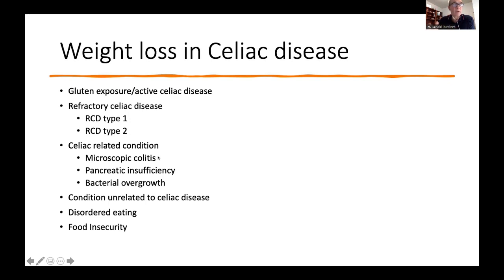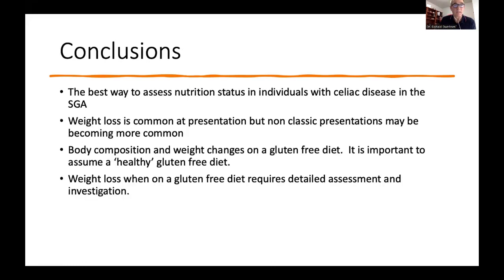There are other conditions that are associated with celiac disease, things like microscopic colitis. Some patients get a lot of diarrhea and they can lose some weight. There is a slightly increased risk of pancreatic insufficiency and bacterial overgrowth, which we'll think about. There are conditions which are completely unrelated to celiac disease, resulting in weight loss. And then finally, there's 2 things which I'm happy to see that we're talking about today that could influence weight. One of them is disordered eating, and the other is food insecurity. So weight loss suggests to me that there is an element of malnutrition. And in the context of celiac disease, there are many different things that could be contributing to that. And it does require a detailed assessment.